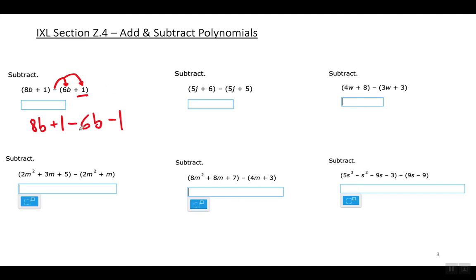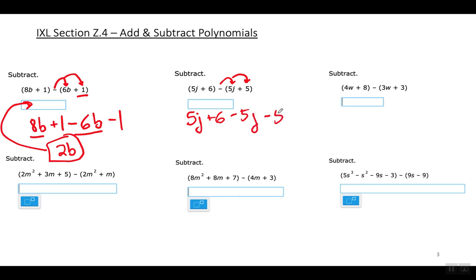Cuando lo hago correctamente me da esto, y ahora voy a combinar los términos iguales. So 8b minus 6b is 2b, and 1 minus 1 is 0. So this would be my answer, okay? Esto es la respuesta. Over here, again, I got to distribute that minus sign, and it's going to become 5j plus 6 minus 5j minus 5, because this negative and this plus sign give me a negative. A negative and a positive give me a negative, okay? So 5j minus 5j cancels out, that's 0, and 6 minus 5, my answer is 1.